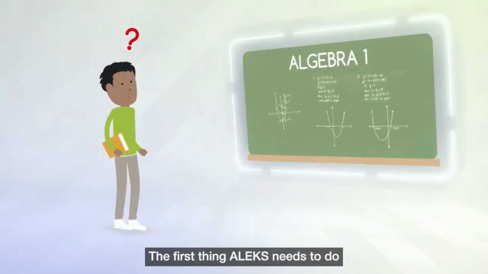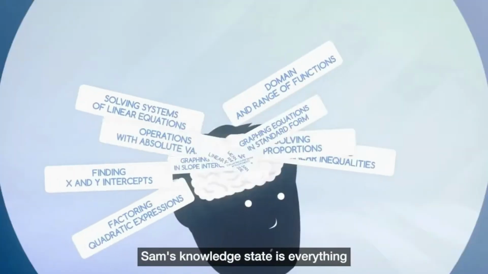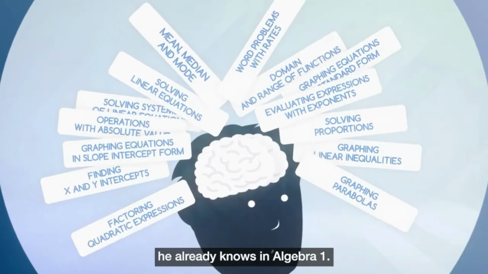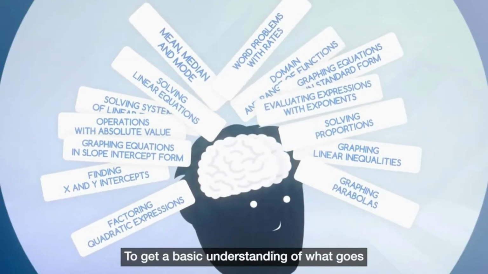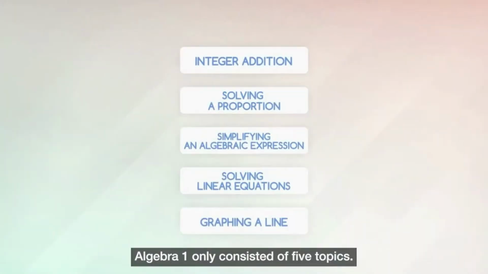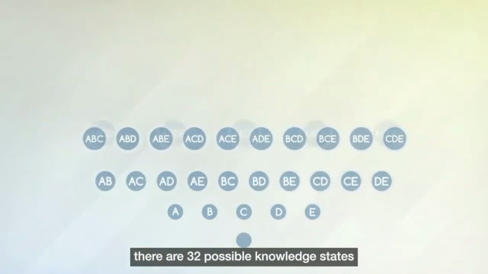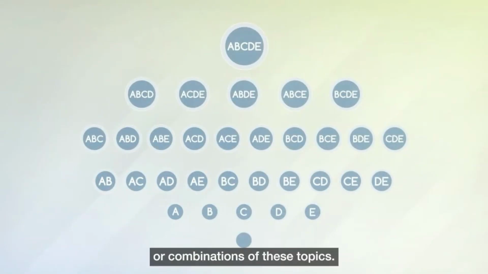The first thing ALEKS needs to do is determine Sam's knowledge state. Sam's knowledge state is everything he already knows in Algebra 1. To get a basic understanding of what goes into computing a knowledge state, let's pretend that instead of consisting of several hundreds of topics, Algebra 1 only consisted of 5 topics. But even with only 5 topics, there are 32 possible knowledge states, or combinations of these topics.